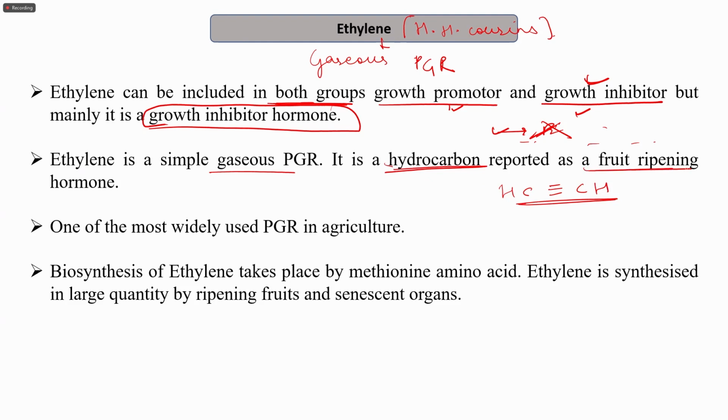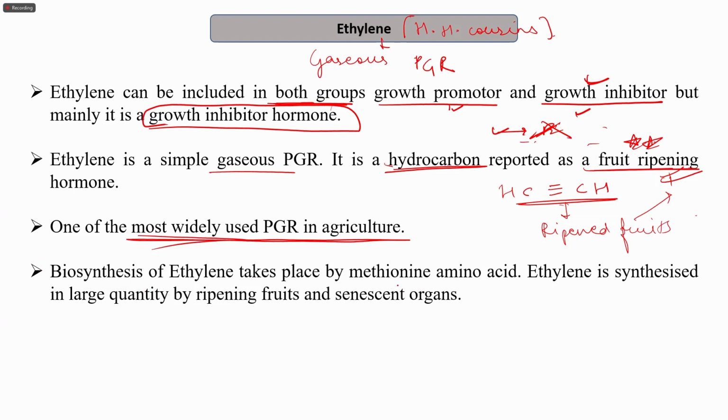And it is helping in the fruit ripening. This is very important. You might have seen that if we keep some fruits with the ripe bananas, the fruit also become ripened very fast. So this is a gaseous molecule which is released by the ripened fruits and helps in the ripening of the unripe fruits. So it is also known as ripening hormone, and it is one of the most widely used PGR in agriculture for the early ripening of the fruits.